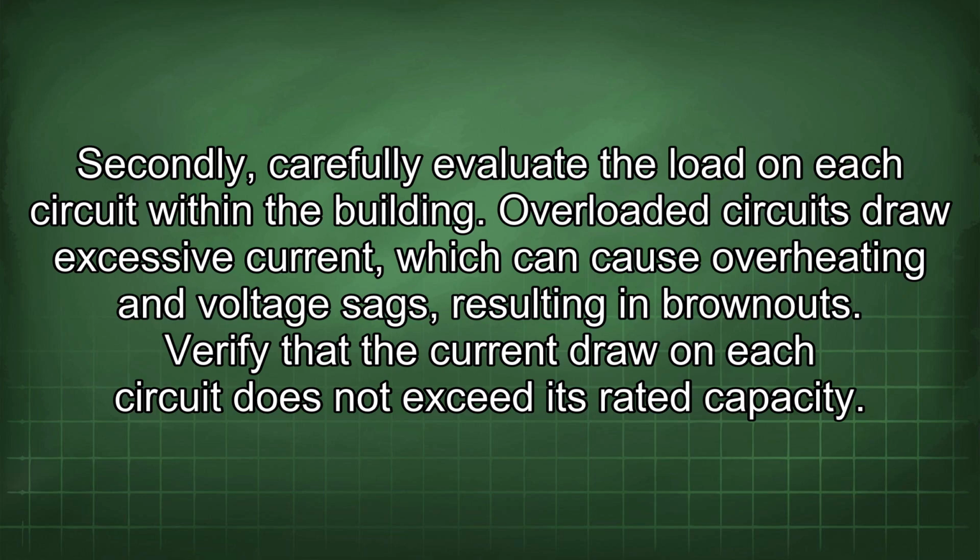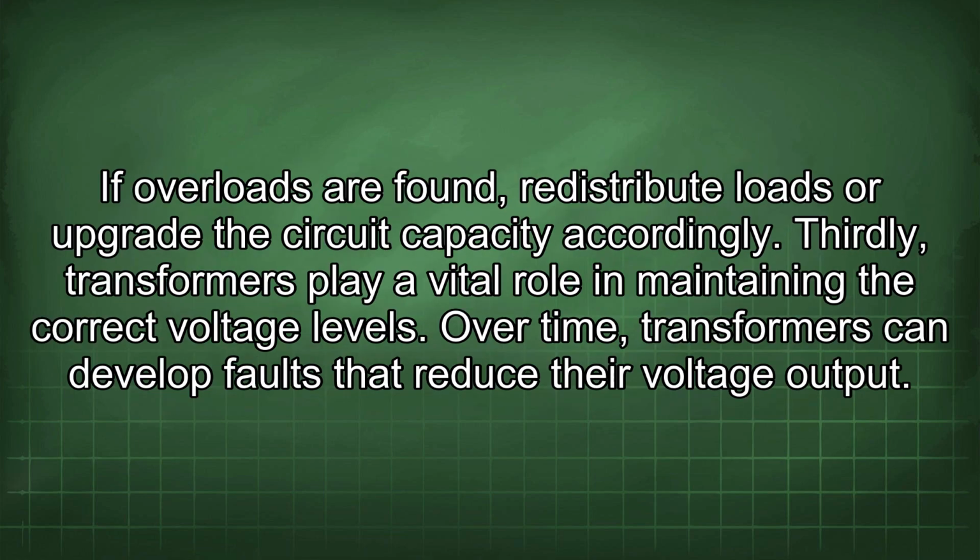Secondly, carefully evaluate the load on each circuit within the building. Overloaded circuits draw excessive current, which can cause overheating and voltage sags, resulting in brownouts. Verify that the current draw on each circuit does not exceed its rated capacity. If overloads are found, redistribute loads or upgrade the circuit capacity accordingly.